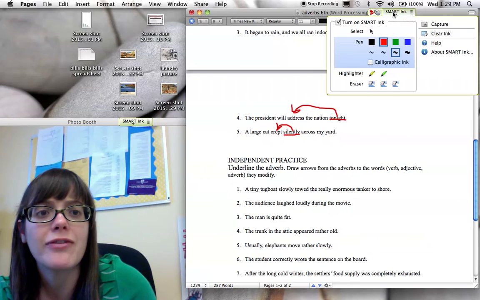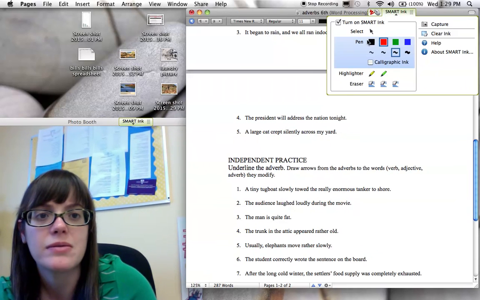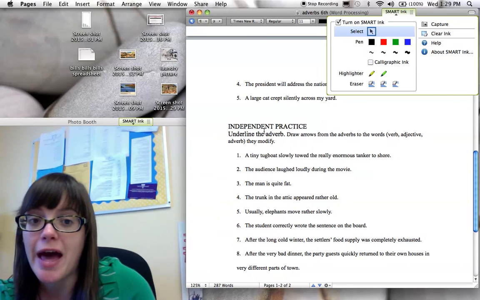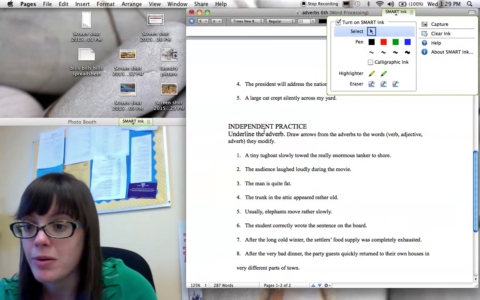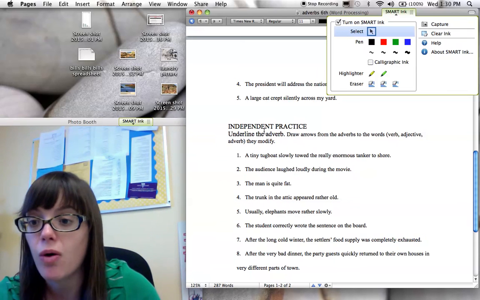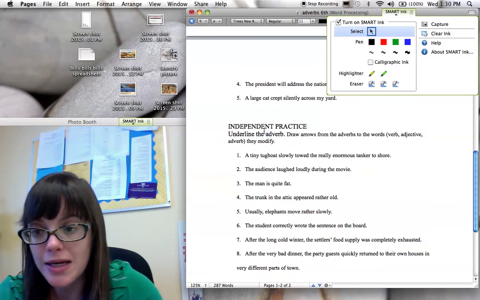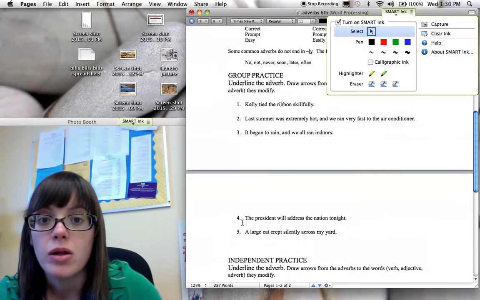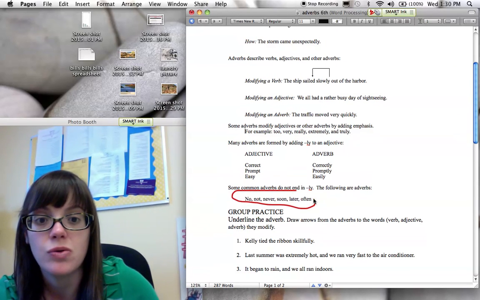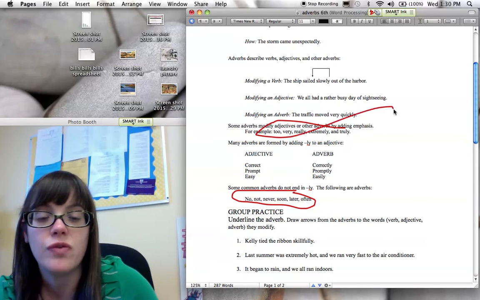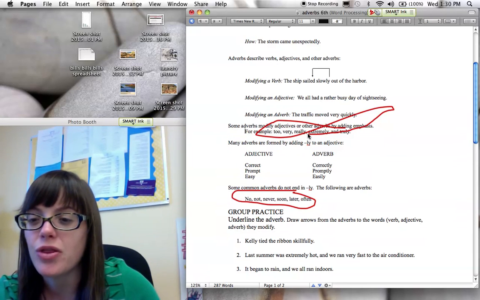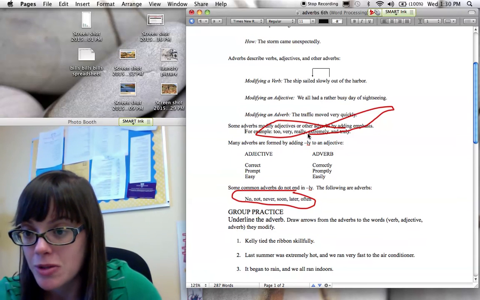All right, so now everyone take a look at your independent practice. Same thing. Underline the adverb, draw arrows from the adverb to the words they modify, verb, adjective, or adverb. Remember, you're looking for words that tell you how, when, or where. LYs are always a good clue. Look at your list of commonly used adverbs to help you: no, not, never, soon, later, often, as well as too, very, really, extremely, and truly. Those will all be words that commonly show up, so keep an eye out for those as well.